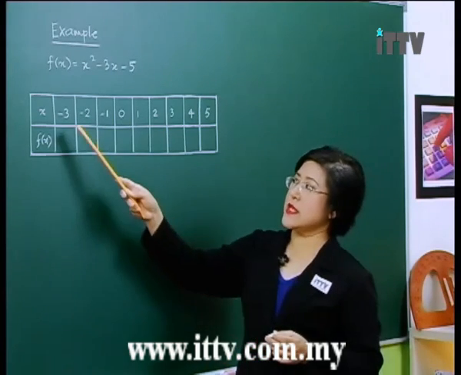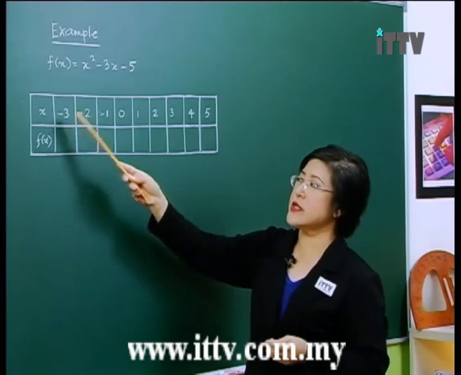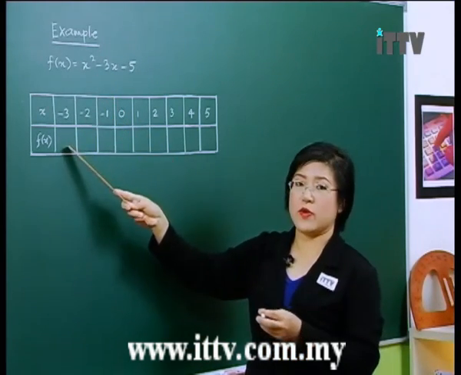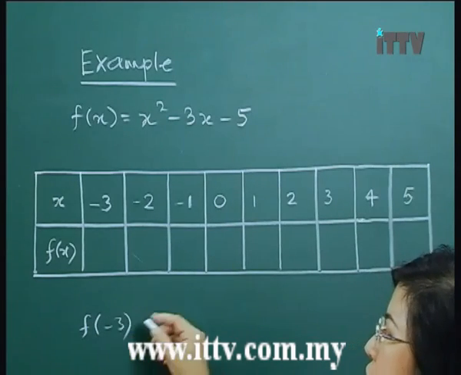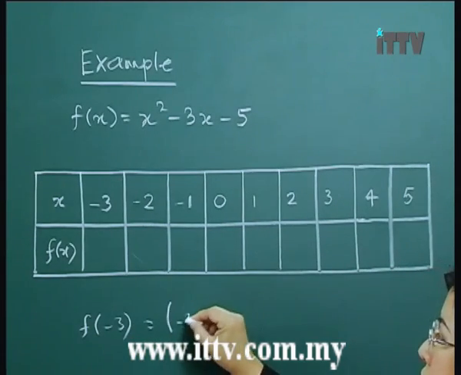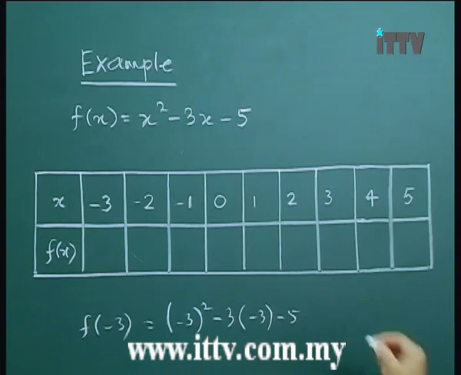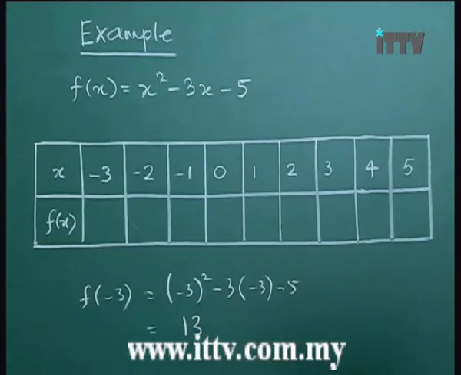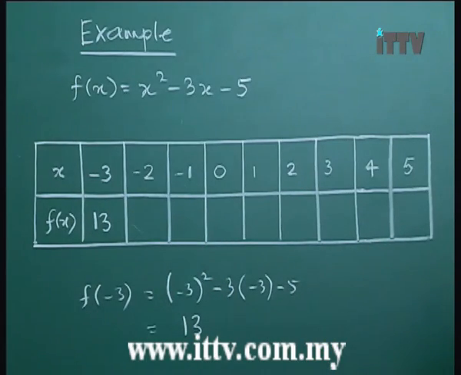When x is equal to -3, which is the lower boundary given to us in the question, we need to replace negative 3 into the function in order to get the y. And therefore, let's begin with calculating f of negative 3. We find that we have negative 3 squared minus 3 times negative 3 minus 5. And therefore, you get 9 plus 9 minus 5, giving us 13. So this value 13 goes into the table.